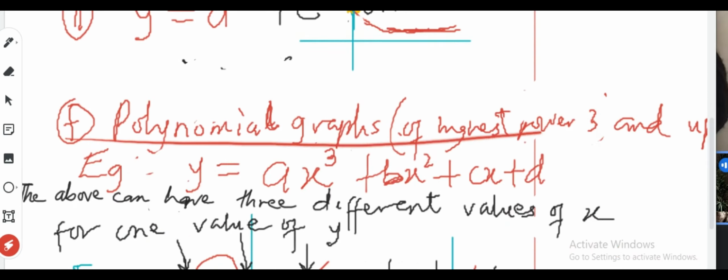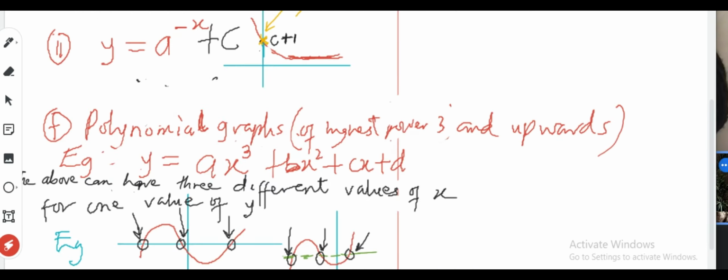Now, the last one we look at will be polynomial graphs. Are you listening? For polynomial graphs, the highest power of x will be 3 upwards. For instance, y equals ax cubed plus bx squared plus cx plus d, that is ax raised to the power 3 plus bx raised to the power 2 plus cx plus d, is a polynomial graph because the highest power is from 3 upwards.